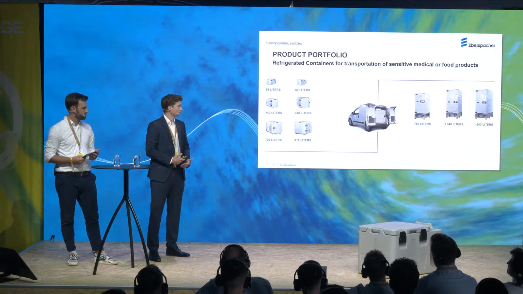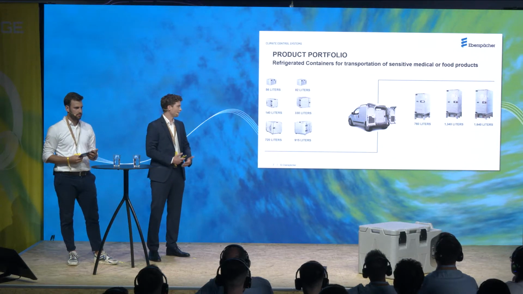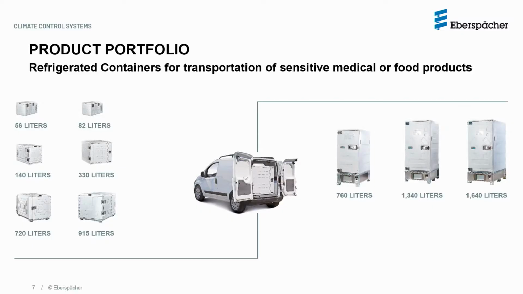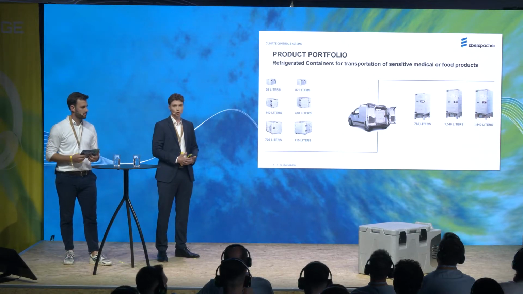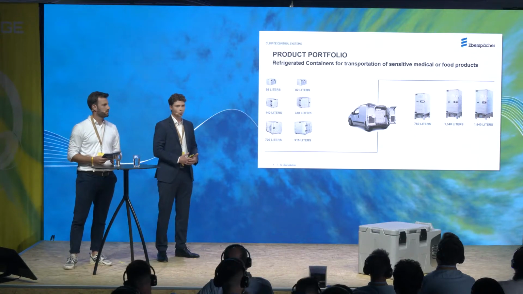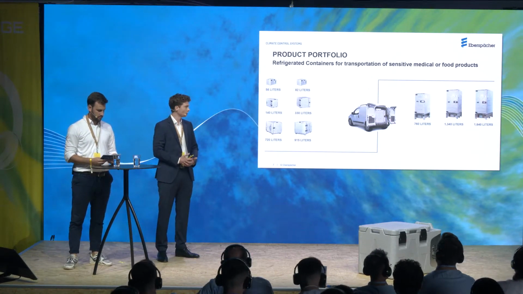This is maybe less known, and we have them from very small to very large, in different variants. And what are they for? They are used to transport medical supplies or food products. And what's the advantage of a cooling box like this, for example, compared with a refrigerated vehicle?